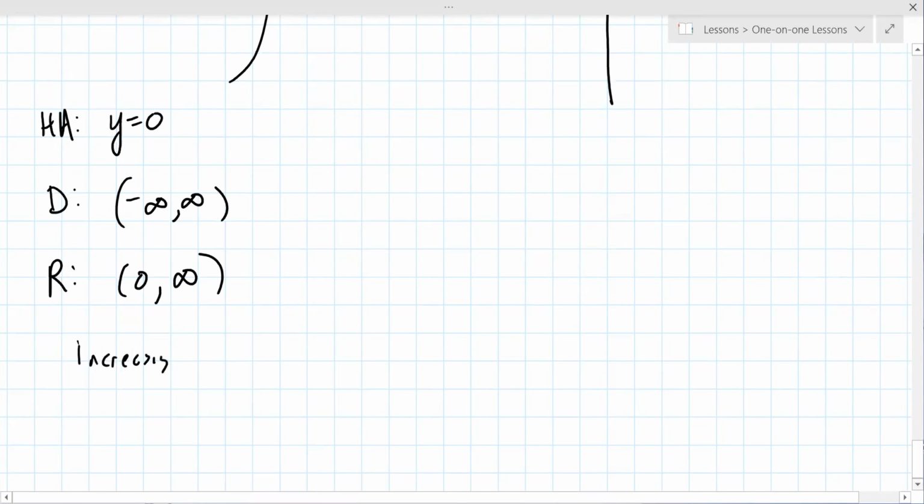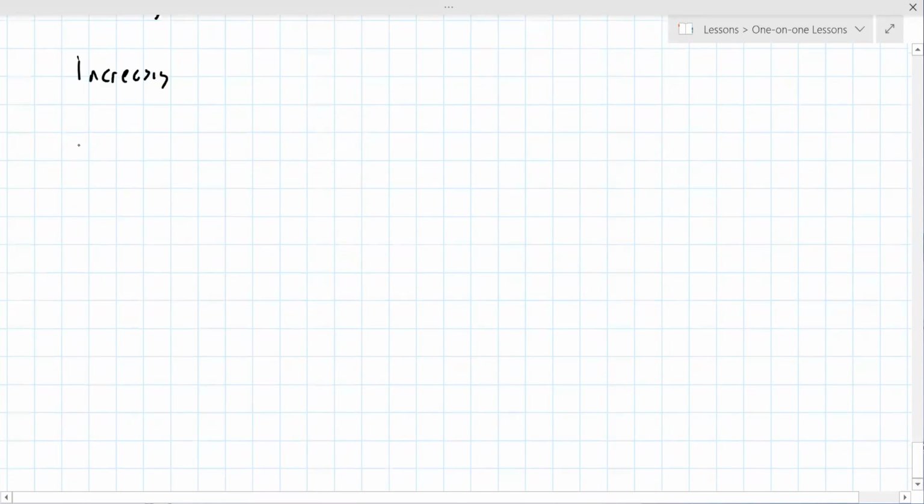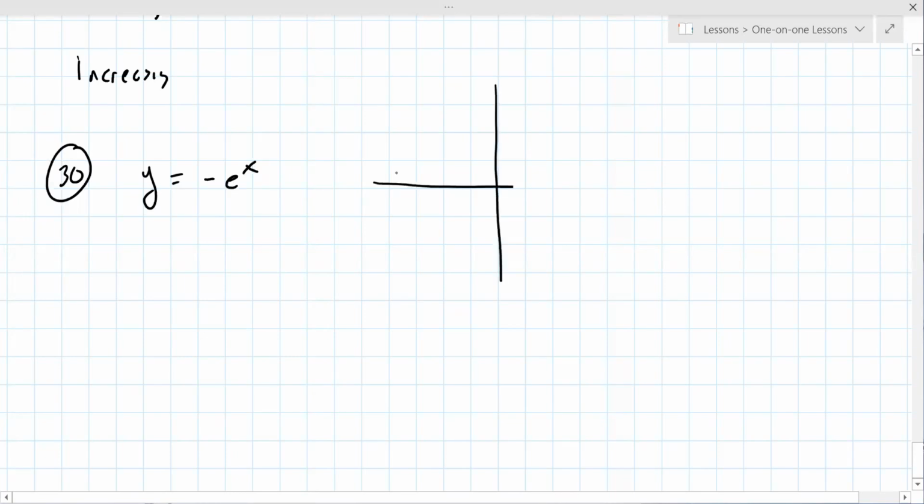So the other one here, number 30, when it says y equals minus e to the x, it's the graph of e to the x, which we just had. Here's the graph of e to the x, but reflected. And then reflected. So yours is down here. So again, it's plus 0, so it's very much the same as the other ones.